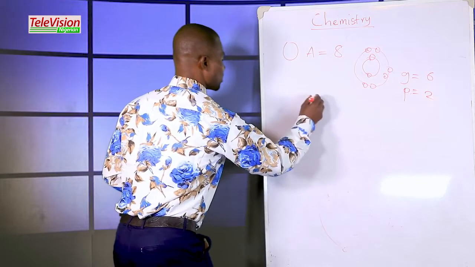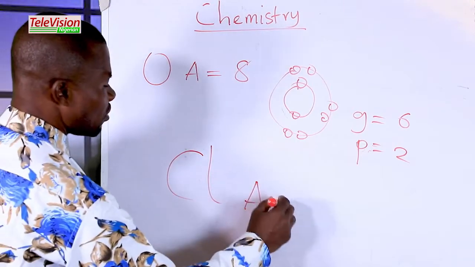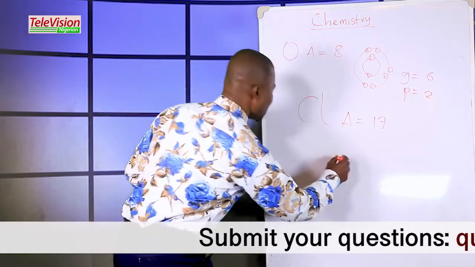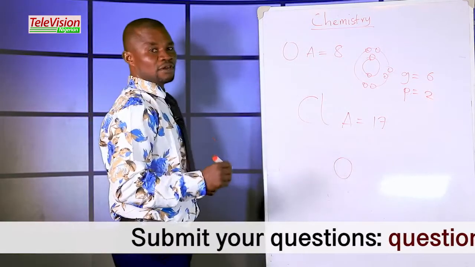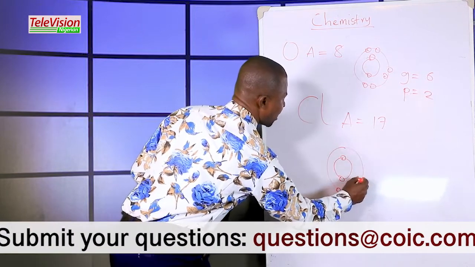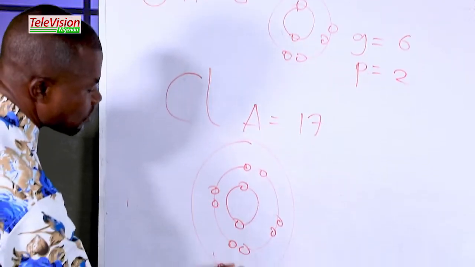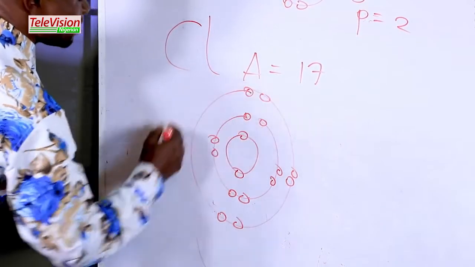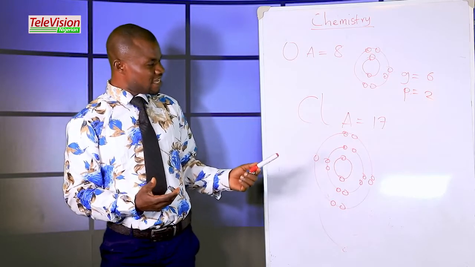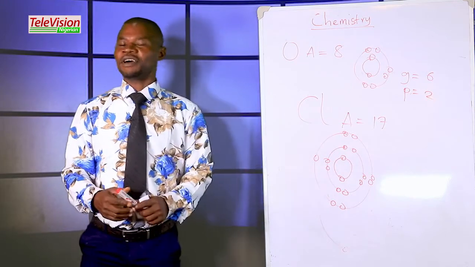Let's consider chlorine. The symbol of chlorine is Cl, and the atomic number of chlorine is 17. Then we have the electronic configuration of this chlorine as 1, 2, 3, 4, 5, 6, 7, 8, 9, 10, 11, 12, 13, 14, 15, 16, 17. That's good.